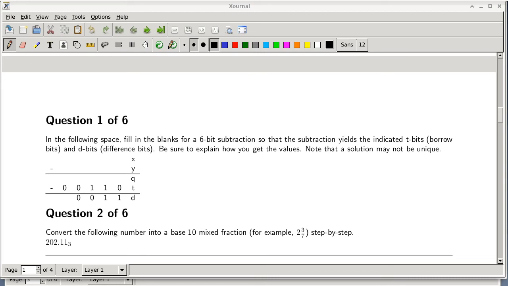All right, so this is question 1 of 6. I try my best to make sure that you guys know how many questions there are and which one you're on. Okay, so this way you can track your progress through the test a little bit more easily.